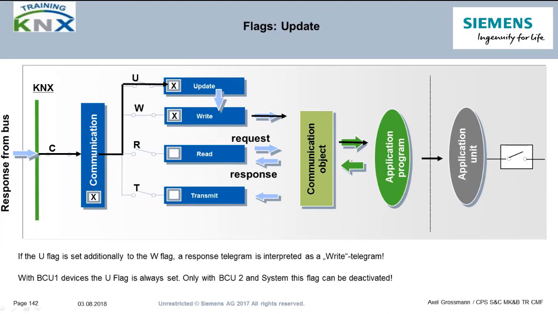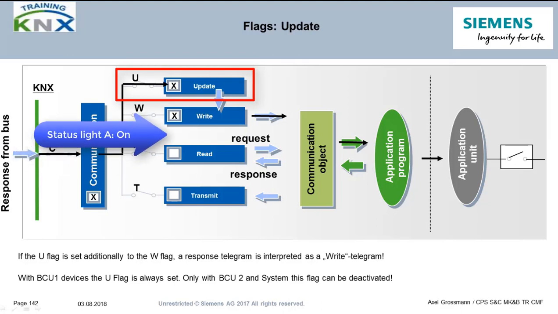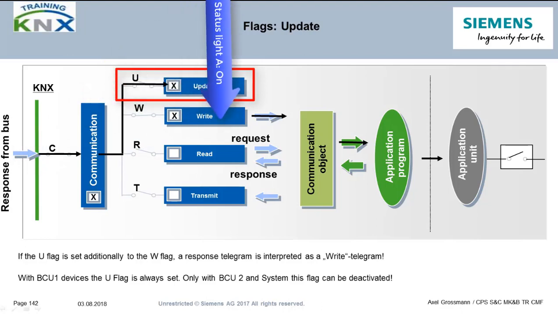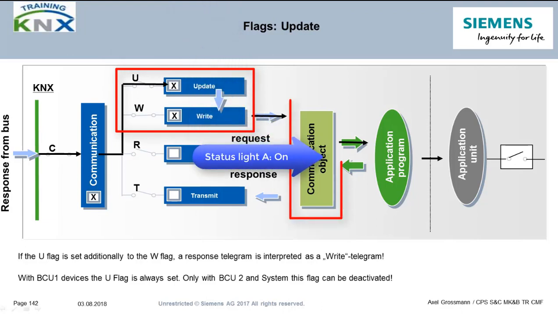A very special case is the so-called U flag. U stands for update. The U flag was introduced primarily for the evaluation of response telegrams. It only works in conjunction with a set W flag. If a telegram formatted as an answer to a read request reaches a subscriber, its information is only transferred if the U and the W flags are set in the object at the same time.